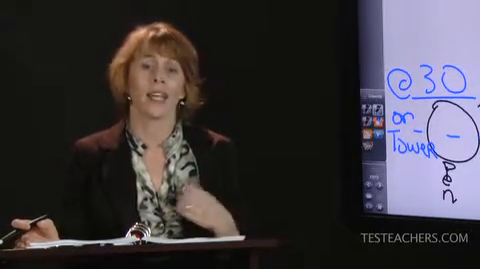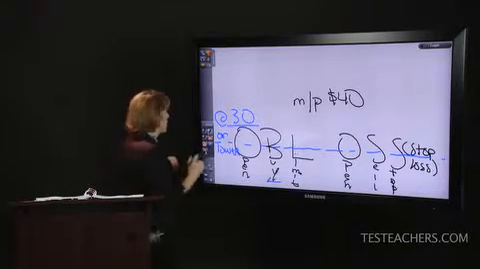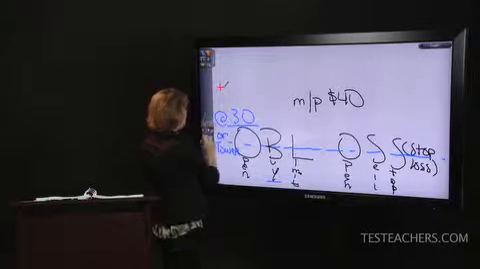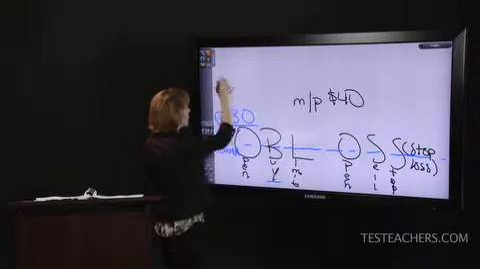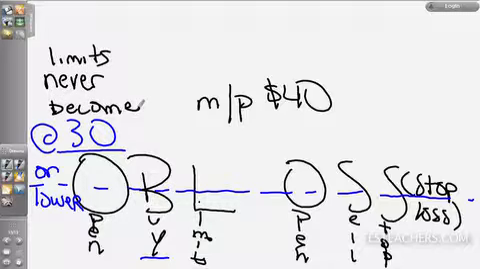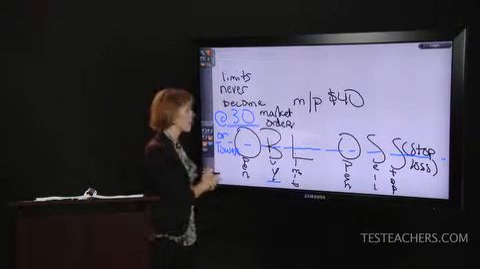So an open buy limit might never get executed. And there's this idea that limits never become market orders. This will make more sense in just a second. So I'm going to put it up there. Trust me for a second. I'm going to go over here and then we'll come back.